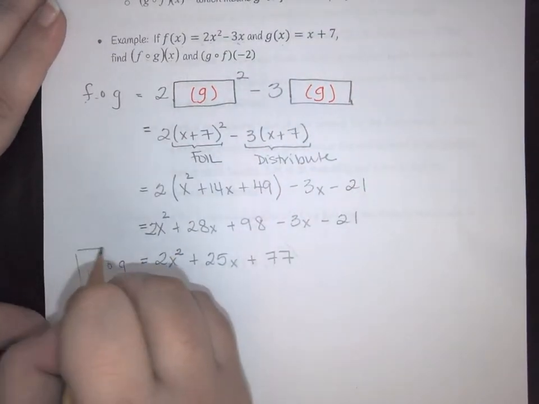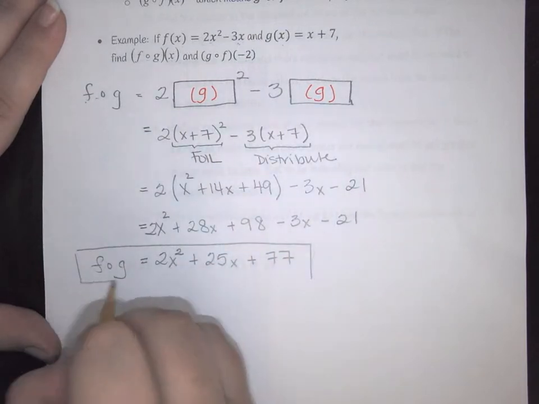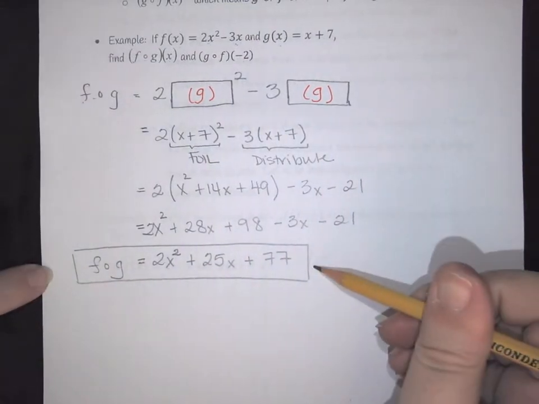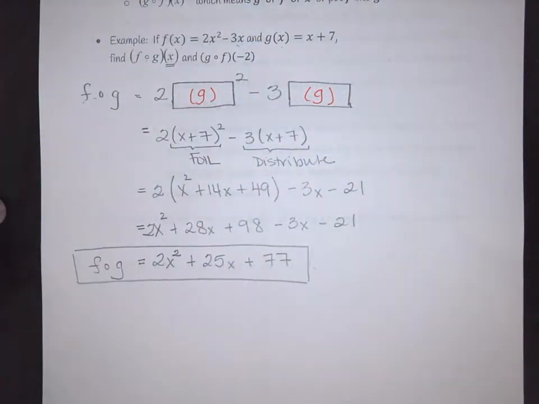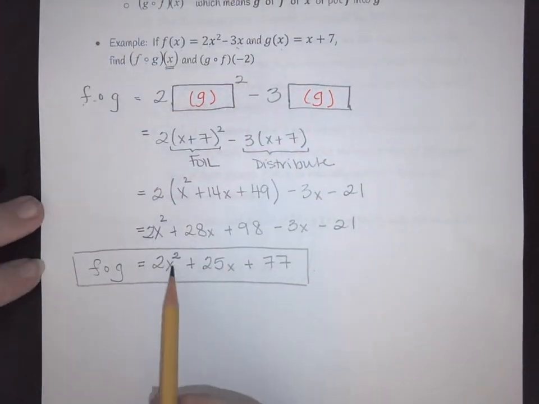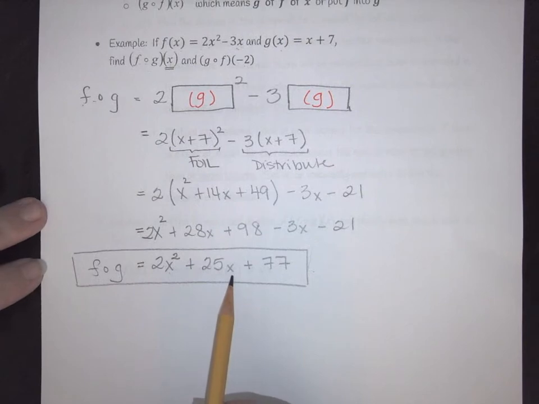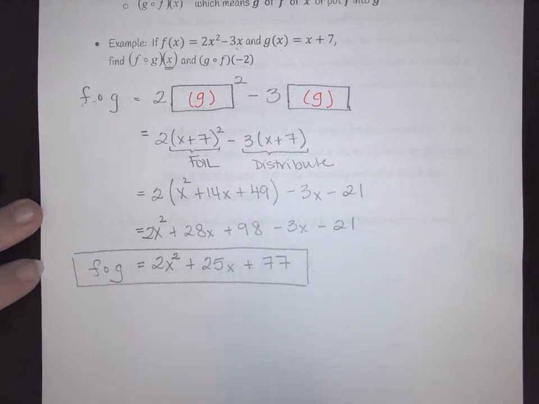So here is your first result. The reason I know I'm done is because I am evaluating by x, which means my x's turn into x's, and so they stay the same.